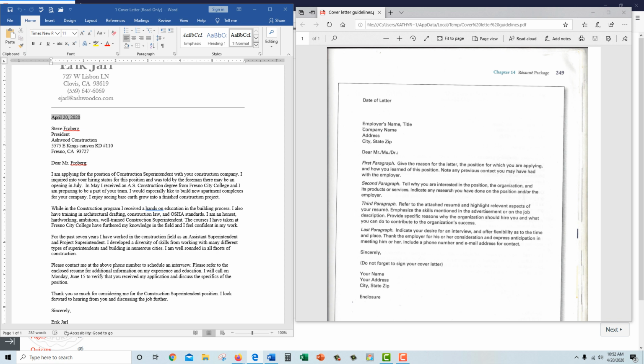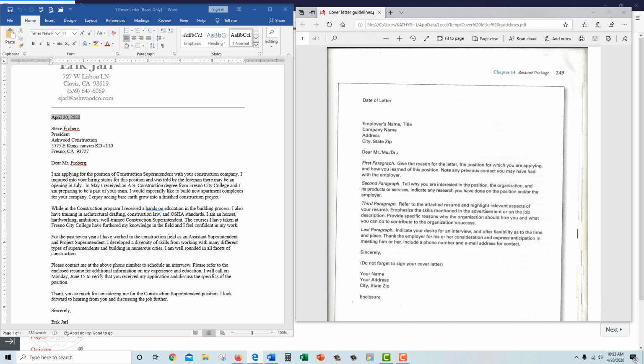And so this student said, with your construction company, I would rather it say they're applying for a construction superintendent with Ashwood Construction. So the person reading this knows that you took time to customize this for them. The second paragraph is to tell why you're interested in this position and why you're interested in that specific company or the products that they sell.